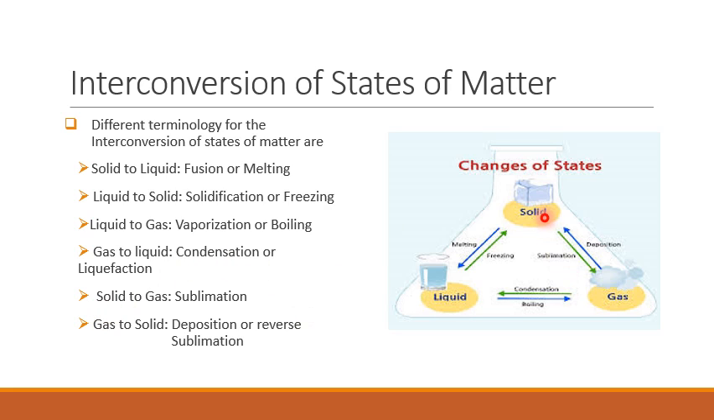When a solid turns directly into gaseous form, this process is known as sublimation. And when gas changes to solid, this process is known as deposition, or sometimes it is also known as reverse sublimation.